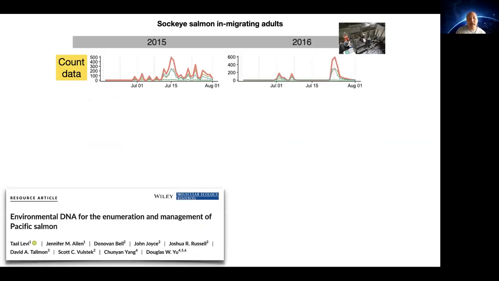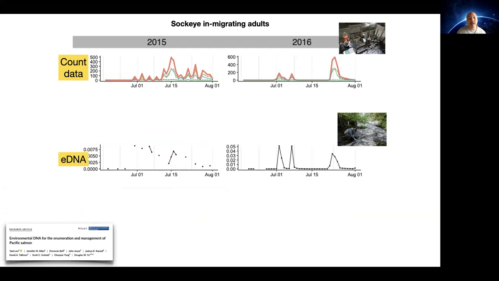Count data, these are their count data. You can see that the fish go up and down over time. The red line is total fish. And here are the eDNA results. And they are terrible, it looks like anyways, because, well, not so terrible, right? When you don't have fish, they don't have DNA. When you do have fish, you do have DNA, but you're not really getting those little peaks and troughs.